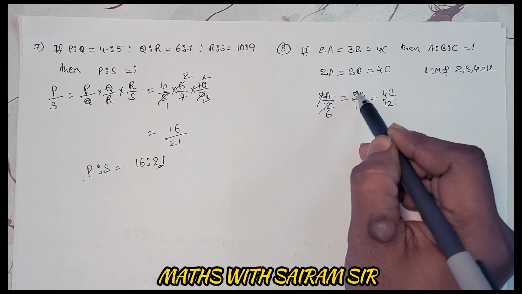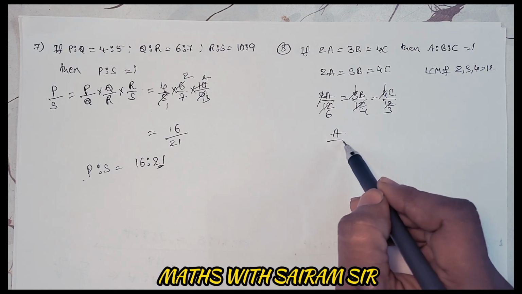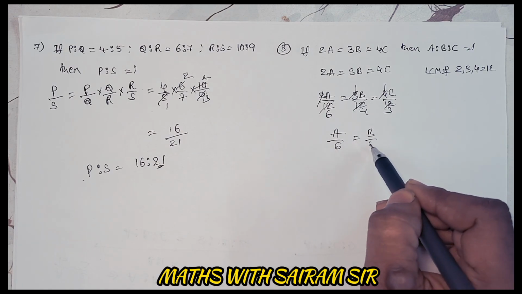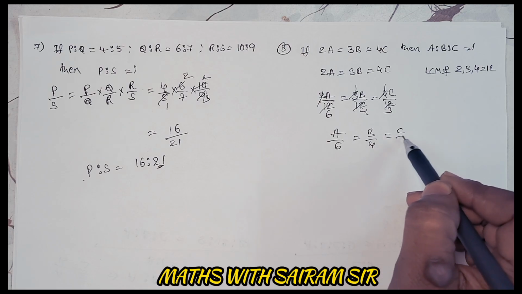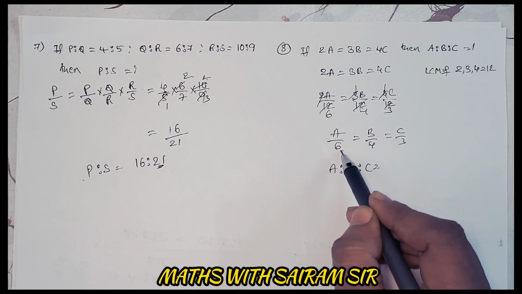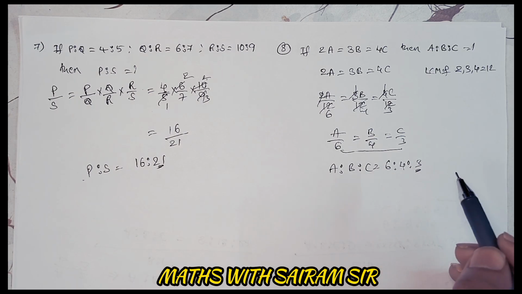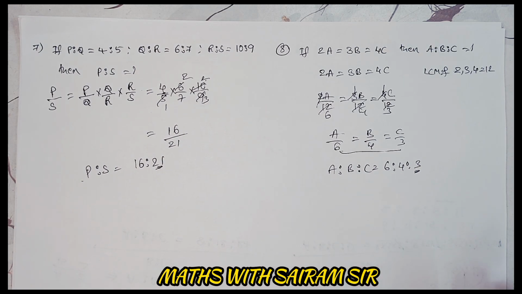2 1s are 2, 2 6s are 12, 3 1s are 3, 3 4s are 12, 4 1s are 4, 4 3s are 12. So we get a by 6 is equal to b by 4, that gives you c by 3. From this we can write a is to b is to c as 6 is to 4 is to 3. 6 is to 4 is to 3 is the correct answer for this question. Okay, now let us see the next question.